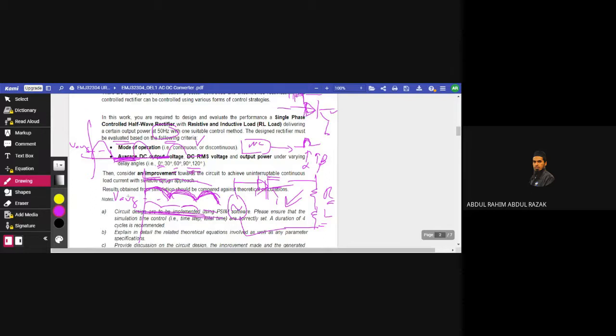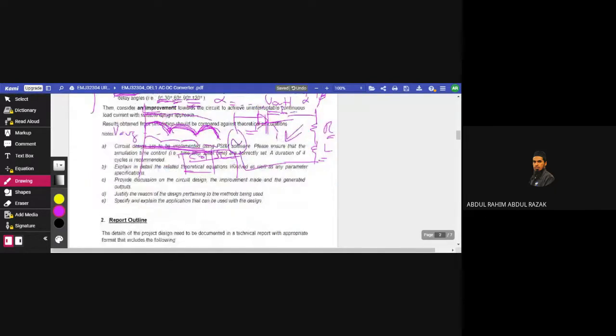Then the result obtained from simulation should be compared against the theoretical condition. So before you assign the values here, you get the simulation result, you should calculate first. If alpha is a certain value, how much is your V out? How much is your I out? Then when you make a simulation, you compare between them, you can make a table or whatever. Calculation versus simulation, and you put a comment. So this is just a generic guideline. Okay. You can create your own innovative or creative solution or presentation within your group.